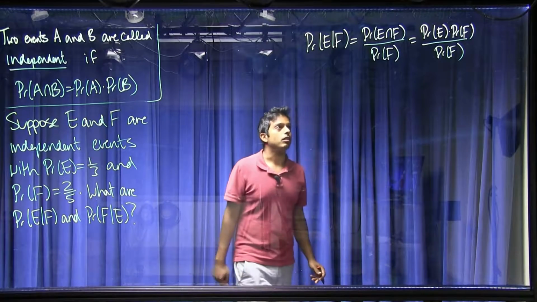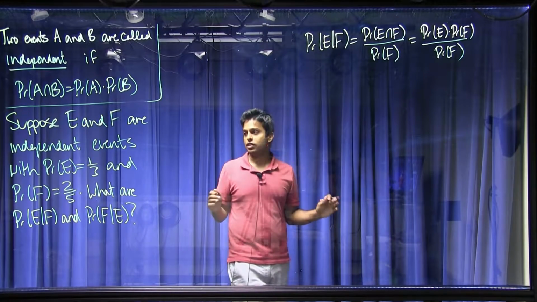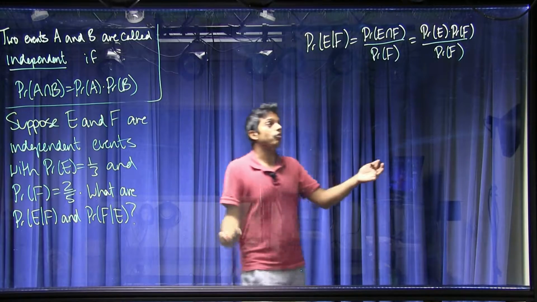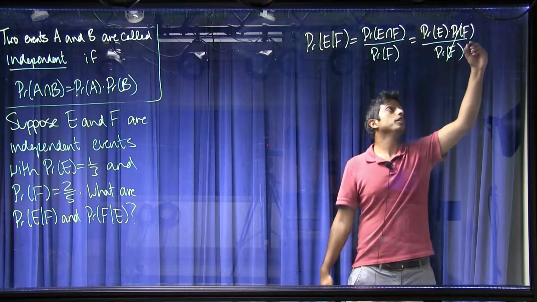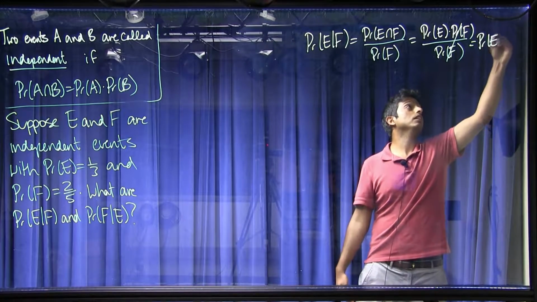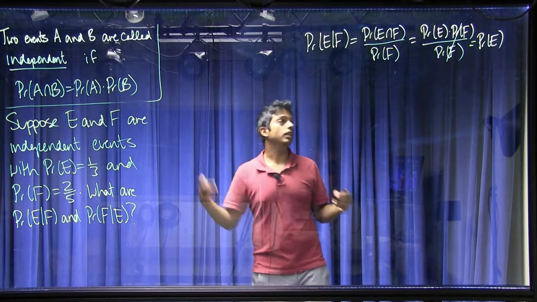And now look what happens here. As long as the probability of F isn't 0, which it isn't, we can cancel those. So this is just the probability of E. And we know the probability of E is 1/3.